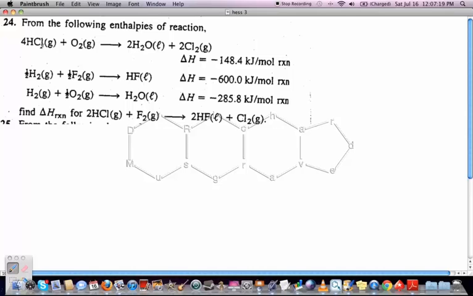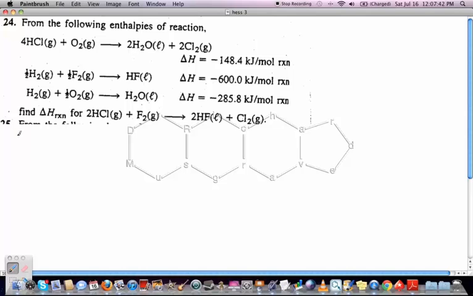Let's look at the coefficients. I see I've got 4 HCl here and 2 HCl here. That tells me I'm going to have to divide this reaction by 2 to make the coefficients right. And here I've got 2 HF and only 1 HF, and that tells me I'm going to have to multiply this second reaction. Alright, so now I can go ahead and do what I wanted to do.